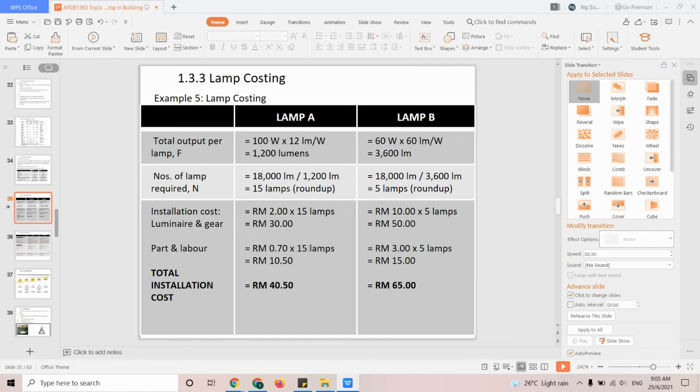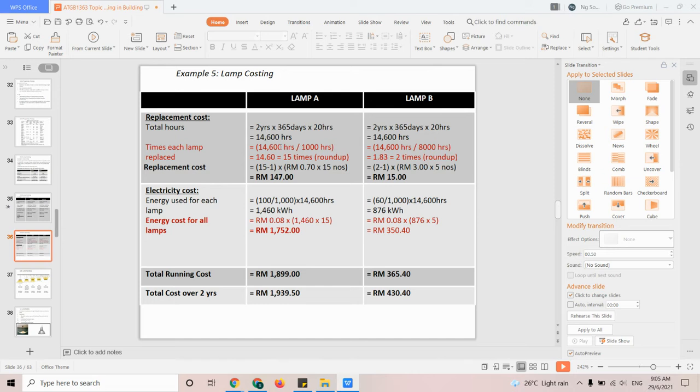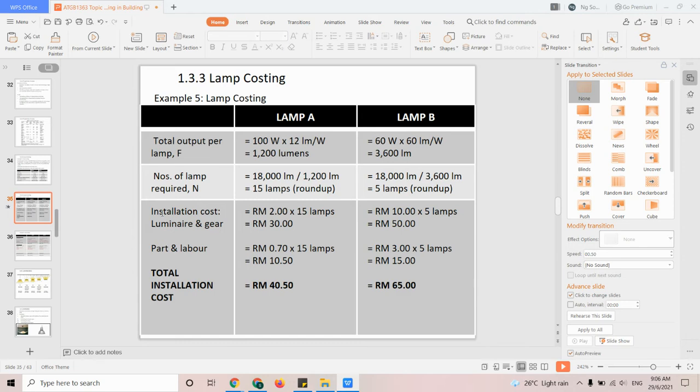So the first part, you have your installation. The second part, you have your replacement. And then the third part is your operation. So to light up this lamp, you need electricity, and electricity costs money. So still using the total amount of time that this light needs to light up, which is this 14,600, you have to divide by the efficiency.